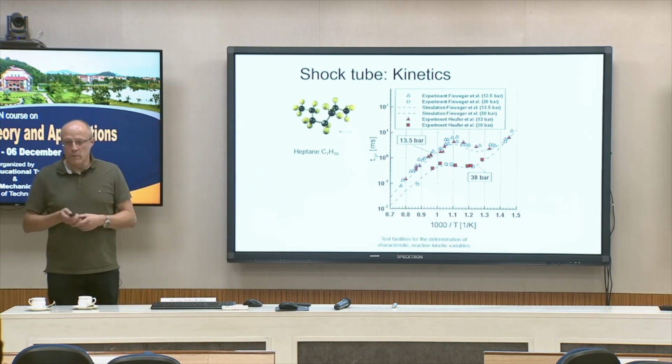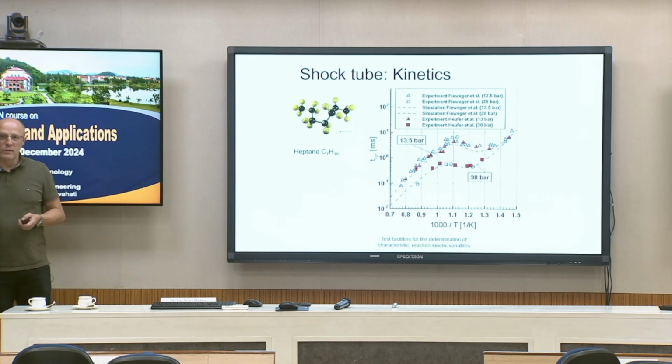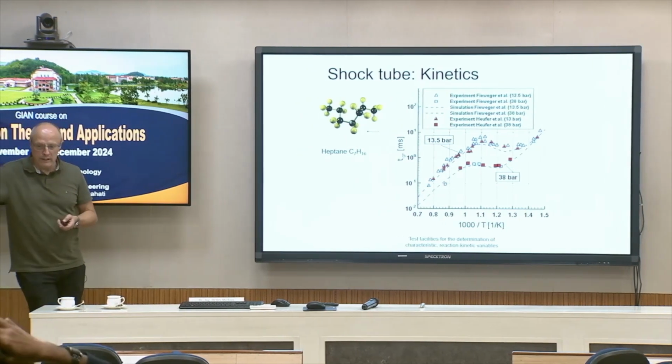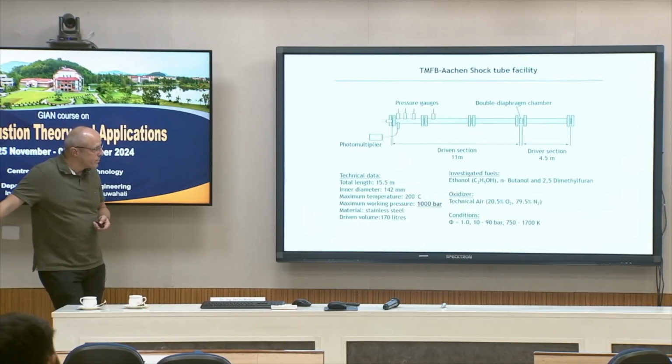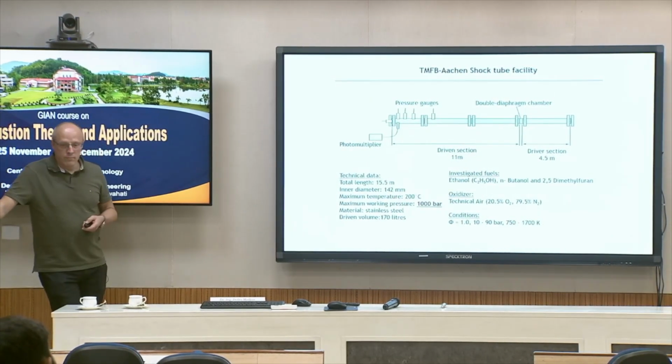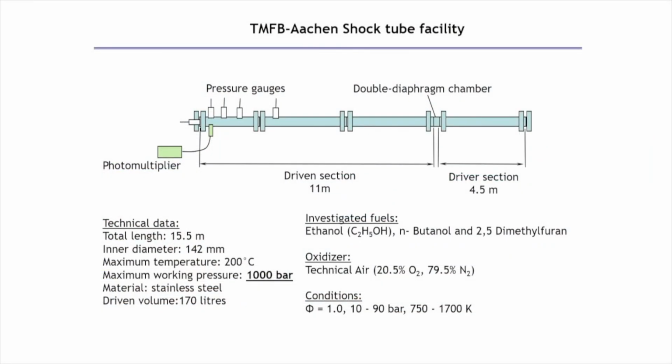The simulations here show sufficient agreement. So a shock tube, of course, can easily be used to determine ignition delay times in an interesting temperature range. But that's the past. Actually, this setup is mainly used to examine modern renewable fuels. So alcohols are of interest, dimethylfuran, and so on.